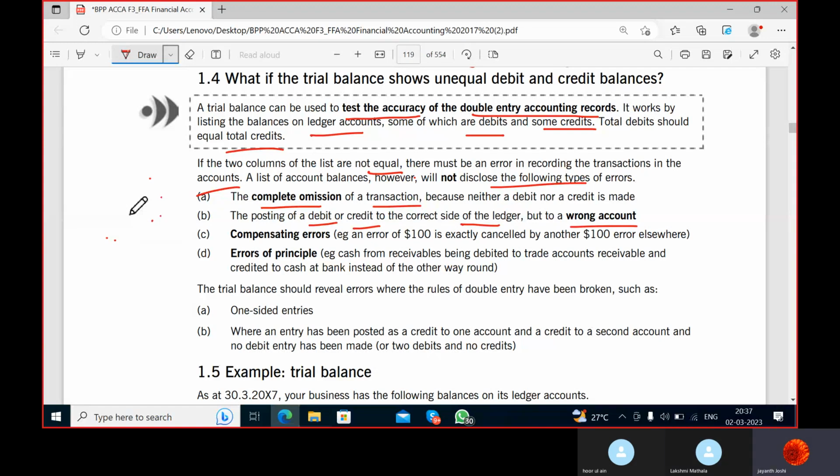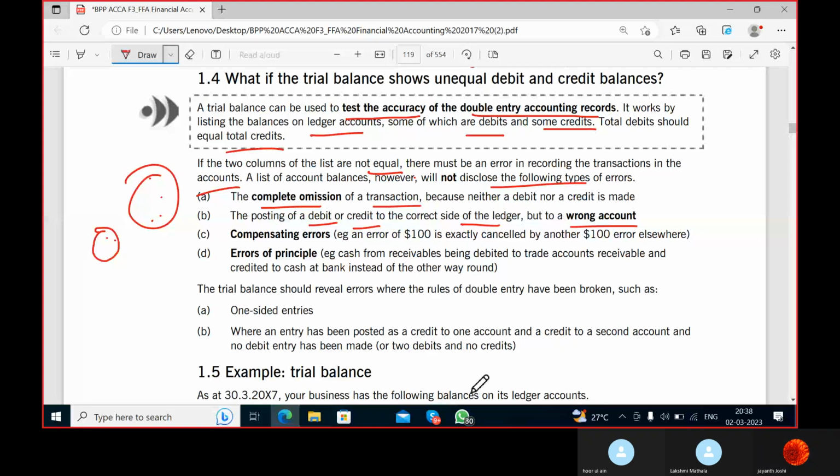Yes, sir. Maybe some transaction I need to post in some account, I posted in another account. Debit and credit I have given correct treatment. See, I gave debit treatment and credit treatment, but in the wrong account.